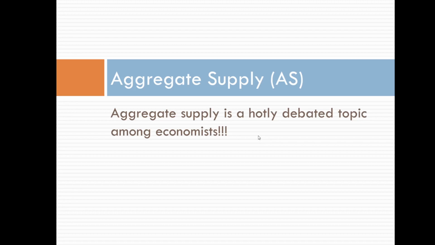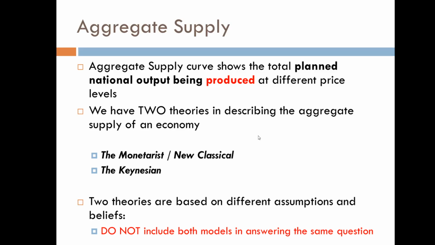So let's take a look at this. When we talk about aggregate supply, the definition is so similar to aggregate demand. We just have to change the red highlighted word to produced. So basically it's all planned national output being produced, all the goods and services, all the output being produced at different price levels, in this case in macroeconomics.